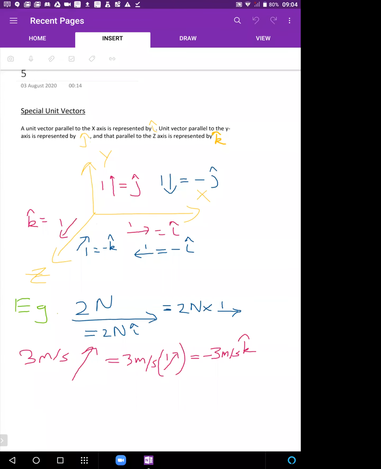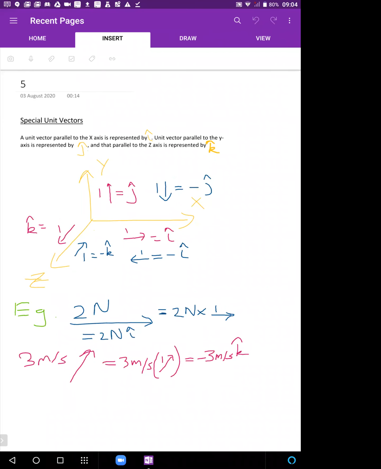So I want you to understand this. Whenever you see a diagram like this, don't think it's three vectors in the same plane. I'm trying to draw X, Y, and Z axis. I'm trying to draw three mutually perpendicular vectors. The lines you see in the corner of your room, I'm trying to draw that in one plane. Okay, got it? Clear with this?